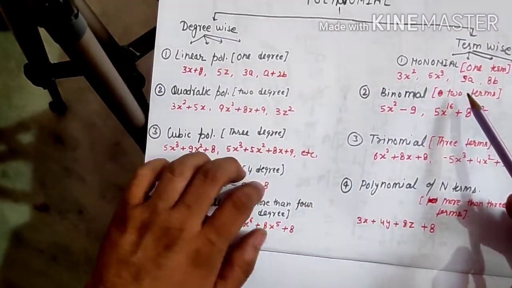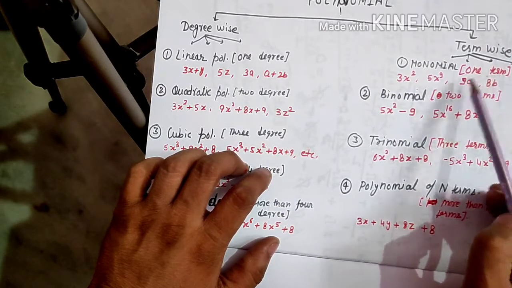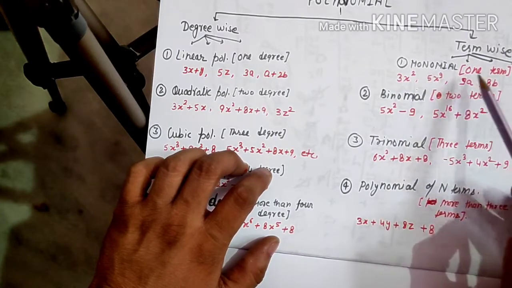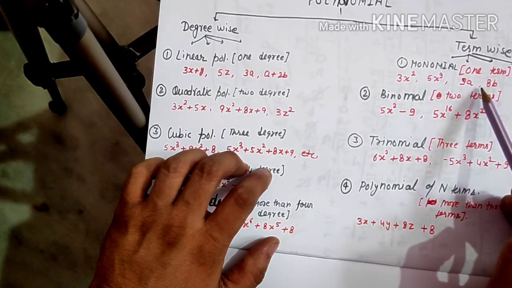Now term wise, the first part is monomial. That means there is only one term. 3x square, this is only one term with coefficient. 5x to the power 9, one term. 9a, one term. 8b, one term. So this is called monomial.